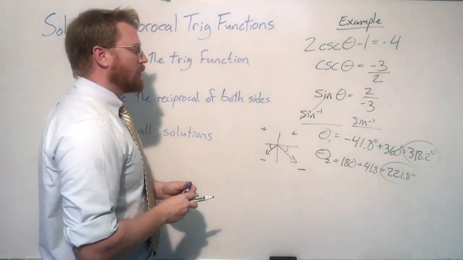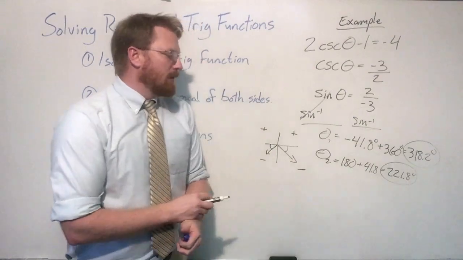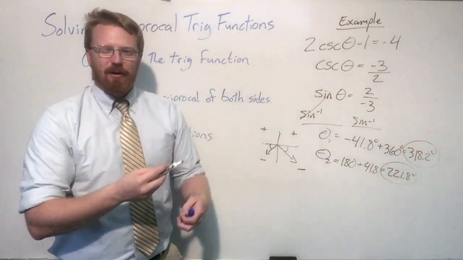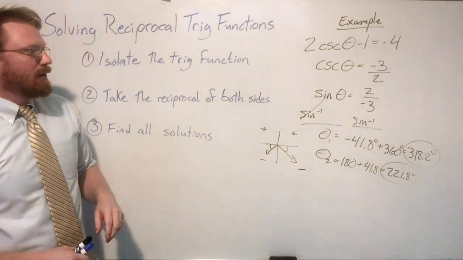Two answers. The only time I'd ever get one answer in these cases is if they landed on one of these quadrantal angles. If they landed on the actual axis and it had no mirror counterpart. But I should most of the time expect two answers per any full revolution.